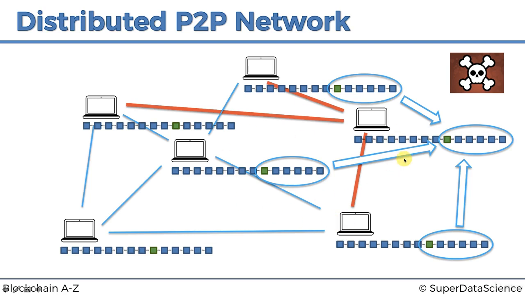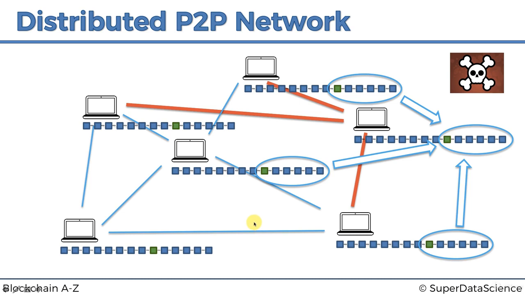They have to attack more than 50% of the computers at the same time in order to successfully replace the chain. So we've got six computers, so they'd have to attack four. If they attack one, two, three, four of these computers at the same time and replace these blocks, so recalculate this block and then recalculate the hash for this block, and then replace it in all of these computers at the same time, then they could take over the network. That's the only way you can break into a blockchain.